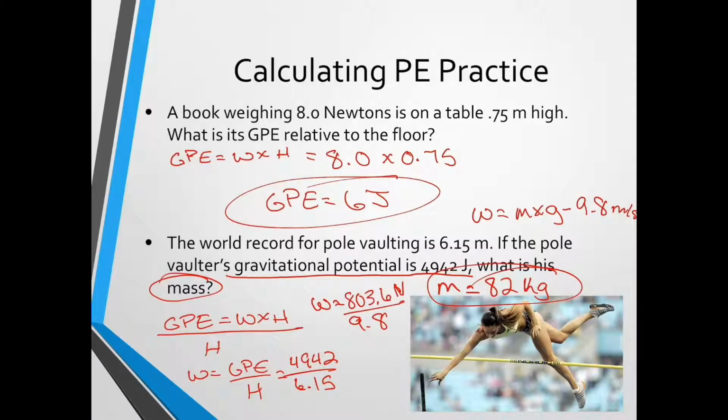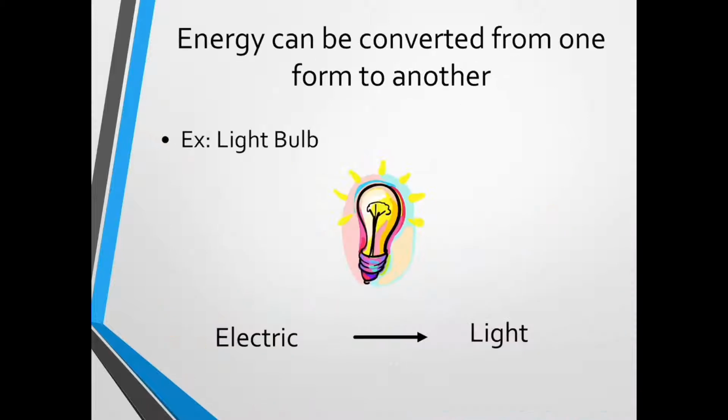All right, you will get some more practice to calculate potential energy and kinetic energy in worksheets and in your lab. Now let's talk about the fact that energy can be converted from one form to another. So in the example below, we have a light bulb, which is converting electric energy to light energy.